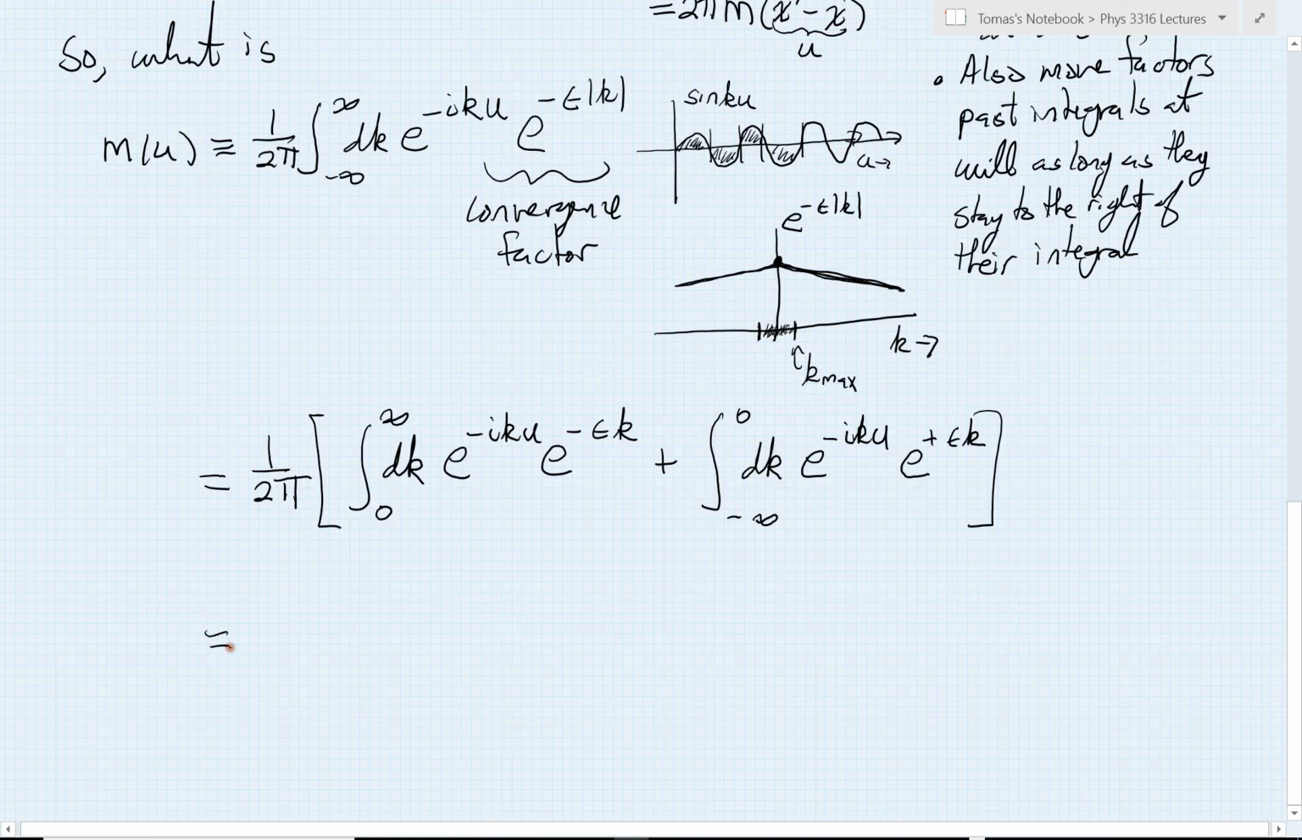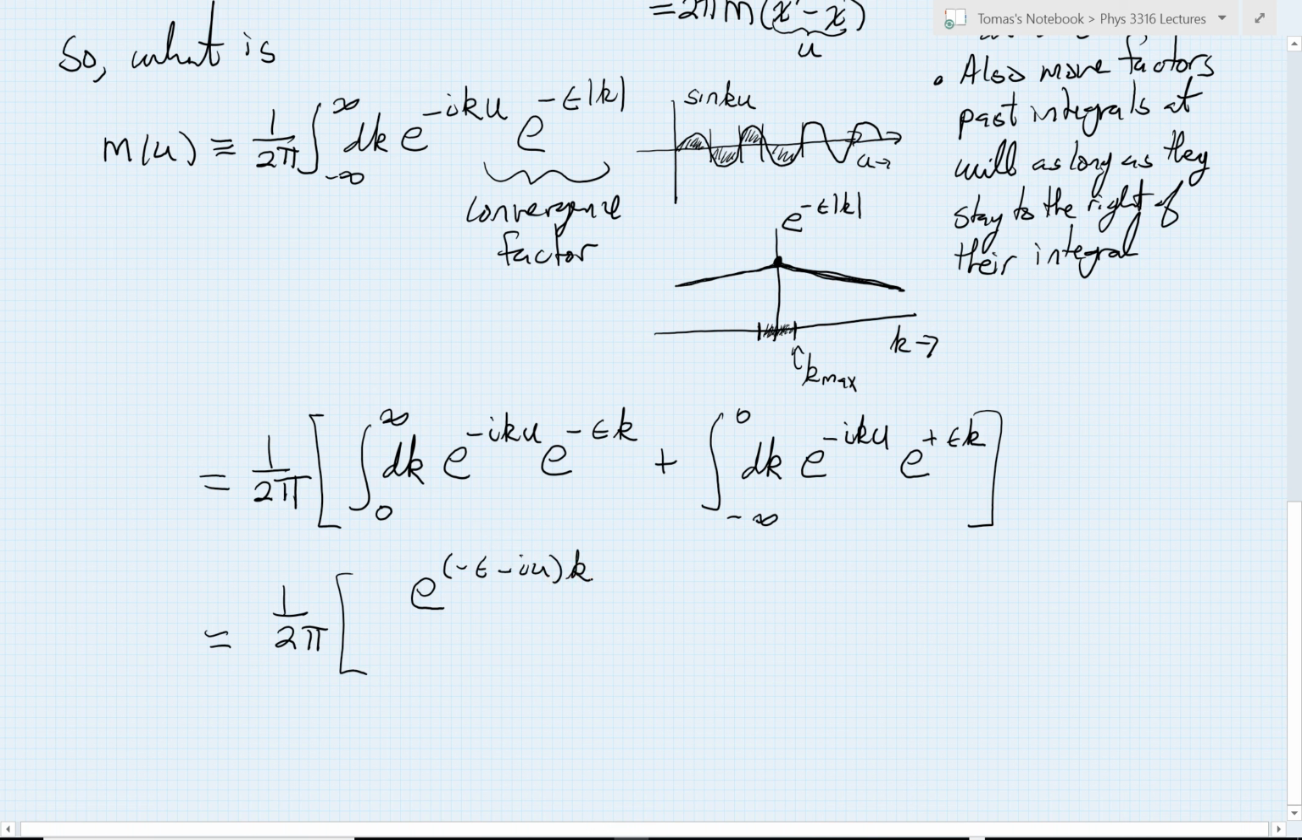So now we have our 1 over 2 pi. Now, the first exponential integral, of course, the integral of an exponential just gives me my exponential back again. So I'll have e to the power, and I noticed everything is multiplying k. So I've got a minus epsilon minus iu multiplying k.